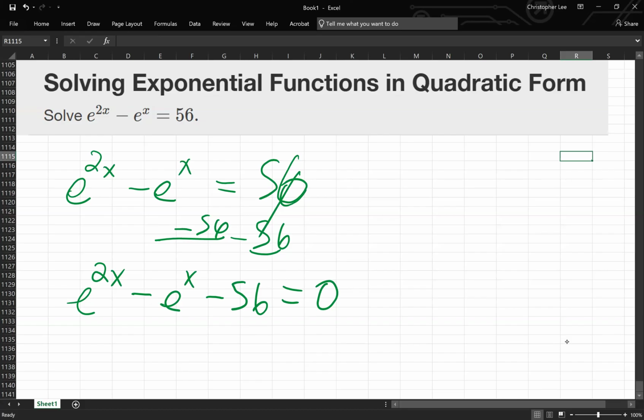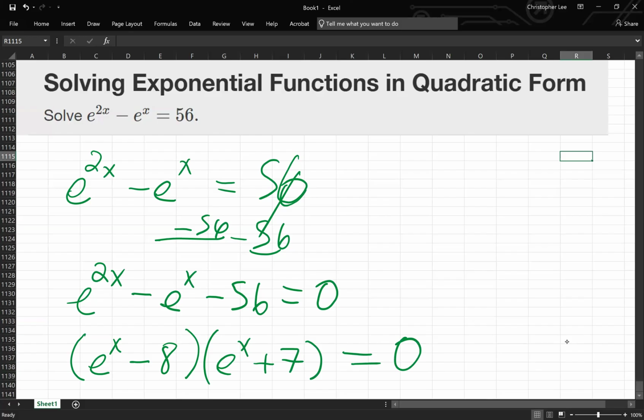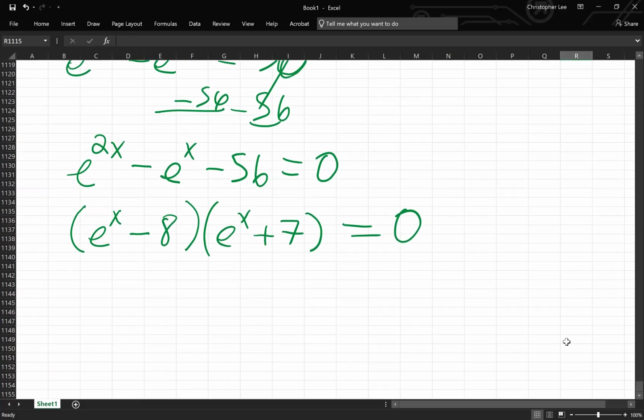Two numbers that multiply to 56 and add up to -1. Or multiply to -56. That's it, right? So I can rewrite this as e to the x minus 8 times e to the x plus 7, right? That equals 0. Not bad, right? And then after that, just solve for x in both terms.